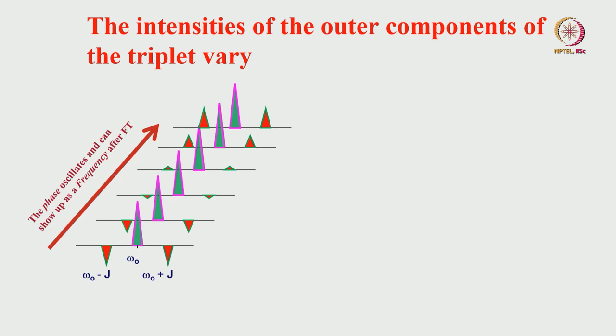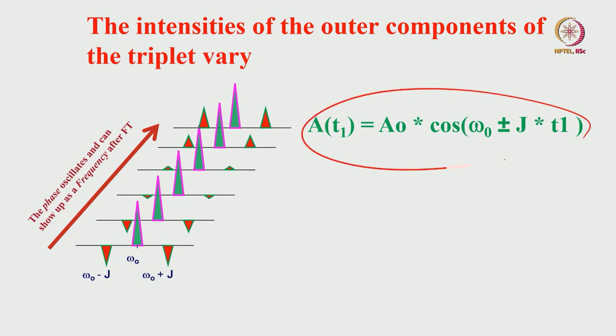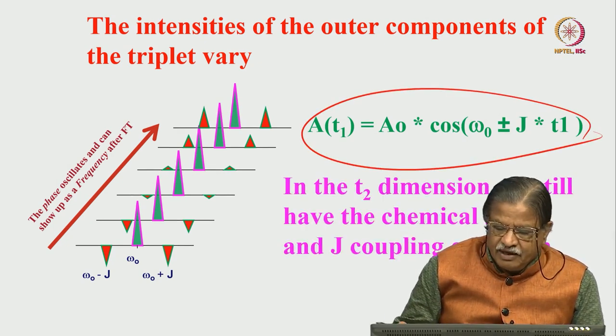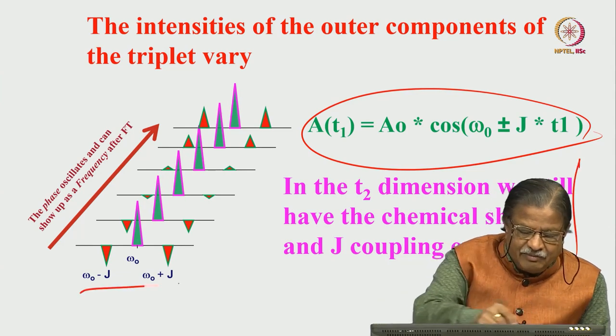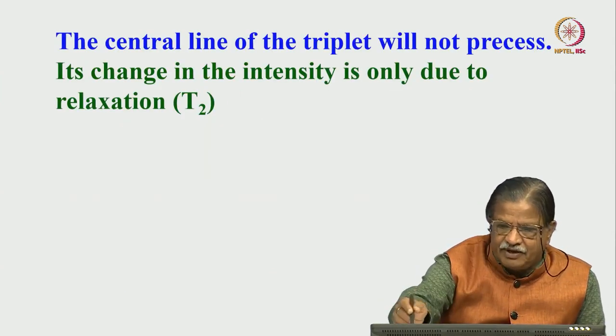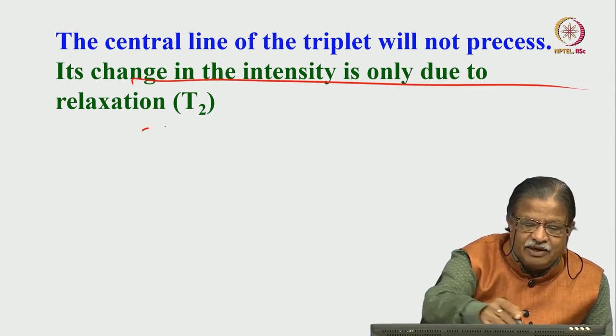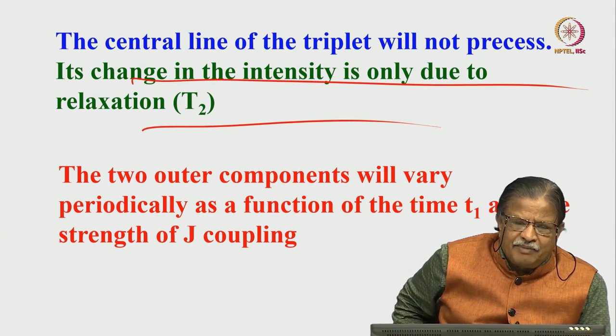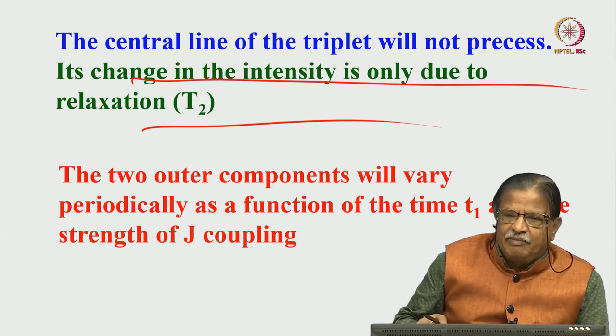Why? Because of relaxation. This is identical to what we observed in the true doublet case. So in the T2 dimension, we still have chemical shift and J coupling. The central peak will not precess, and the change in its intensity is only due to T2 relaxation. The two outer components vary periodically as a function of T1 and the strength of the coupling, like the doublet case.